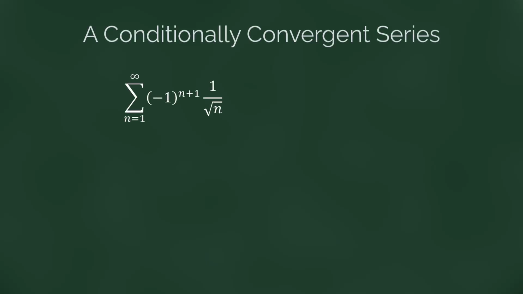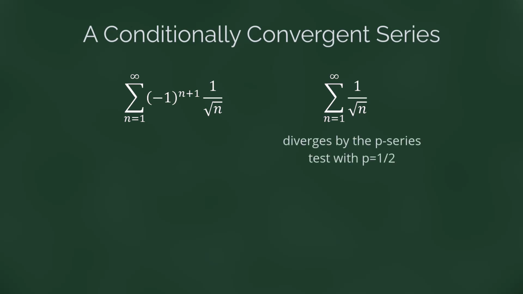Let's contrast that to the sum from n equals 1 to infinity of -1 to the n plus 1 times 1 over the square root of n. In this case, if we take the absolute value of each term, we end up with the sum from n equals 1 to infinity of 1 over the square root of n. We can again apply the p-series test, but this time p is equal to 1/2, which means our series diverges. That means we're going to have to do a little bit more work to discover whether or not our original series converges at all.